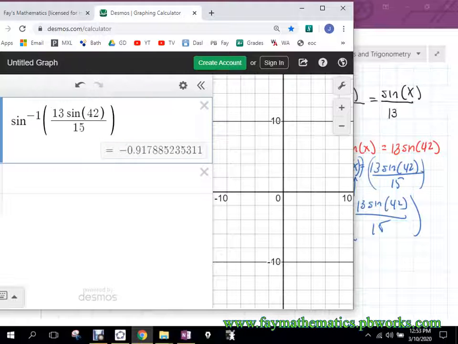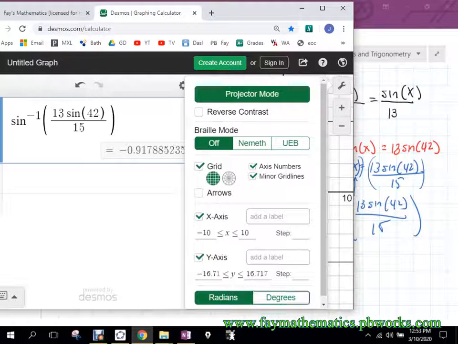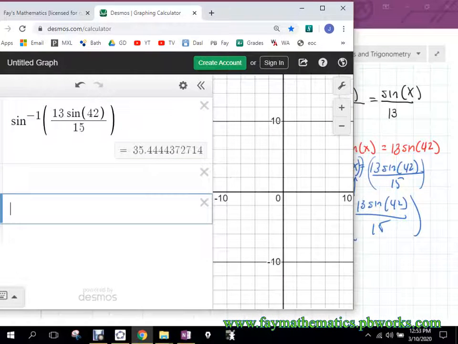Because I'm looking for an angle measurement, right? And right now, we cannot have negative angle measurements. And I said right now. When we take trig, we'll talk about angle measurements being negative. So I need to know that I need to go to degrees. And when I go to degrees, did you guys get that number there? Yeah. Okay. So is that pretty close?